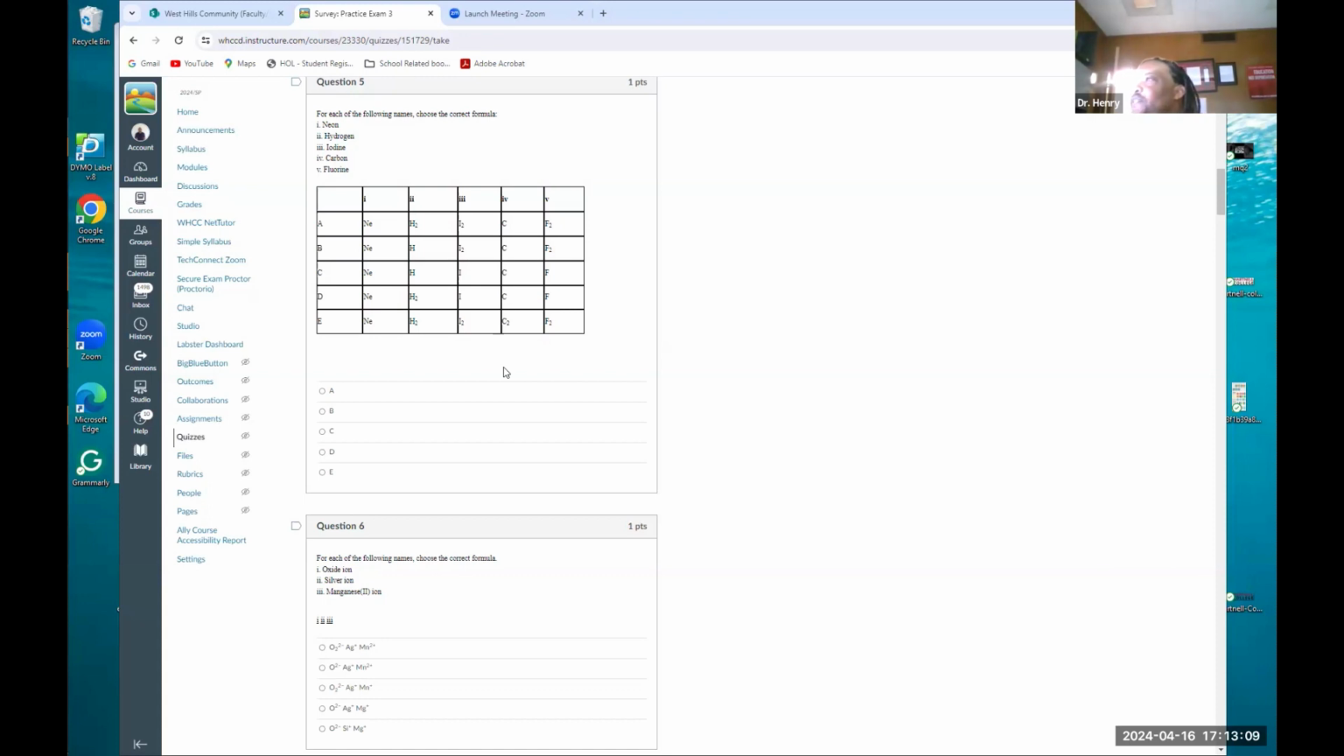So let's see, it says, for each of the following names, choose the correct formula. We have neon, hydrogen, iodine, carbon, and fluorine. And we have to match it to either A, B, C, D, or E. Oh, okay. So would it be C? Okay, that would be incorrect, because they want you to write the correct chemical formula. Oh, okay.